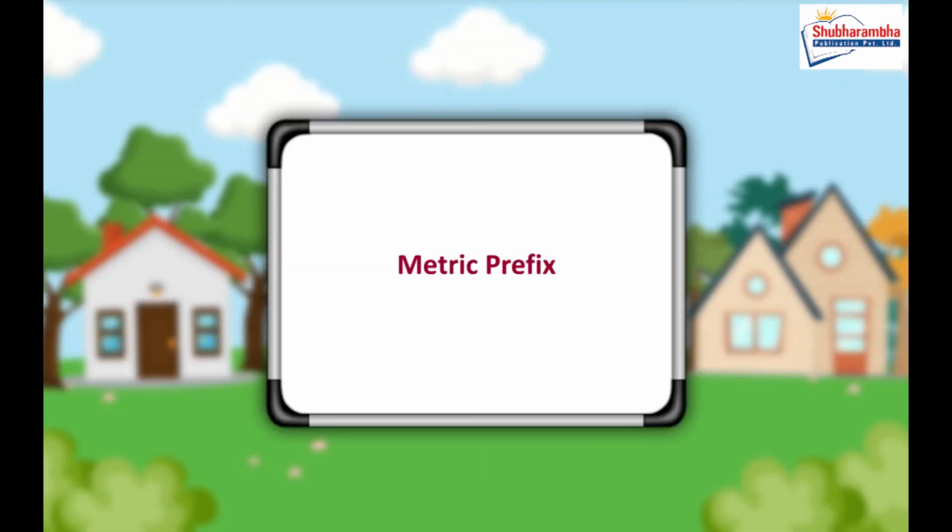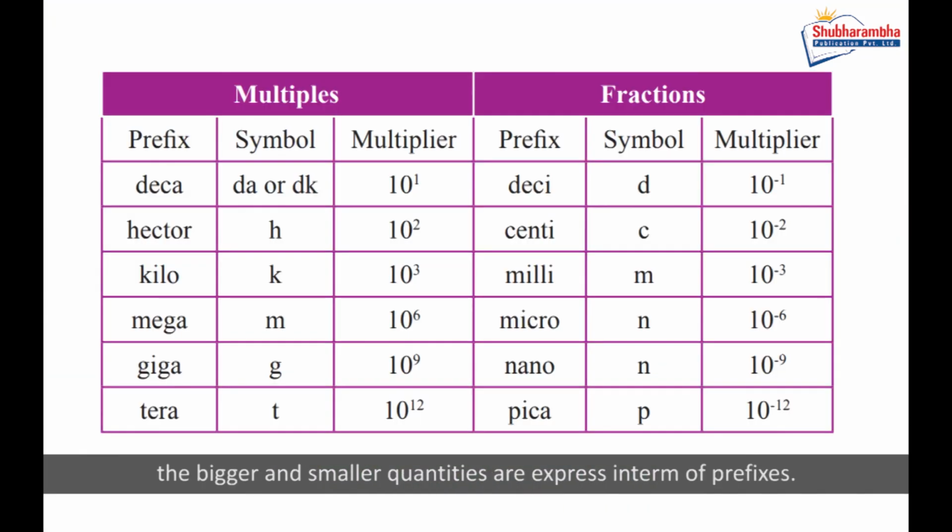Metric prefix. In the metric system of measurement, the bigger and smaller quantities are expressed in terms of prefixes. In the metric system, prefixes like milli, micro, nano, etc. are used to express small quantities, and kilo, mega, giga, etc. are used to express large quantities. These are called metric prefixes.